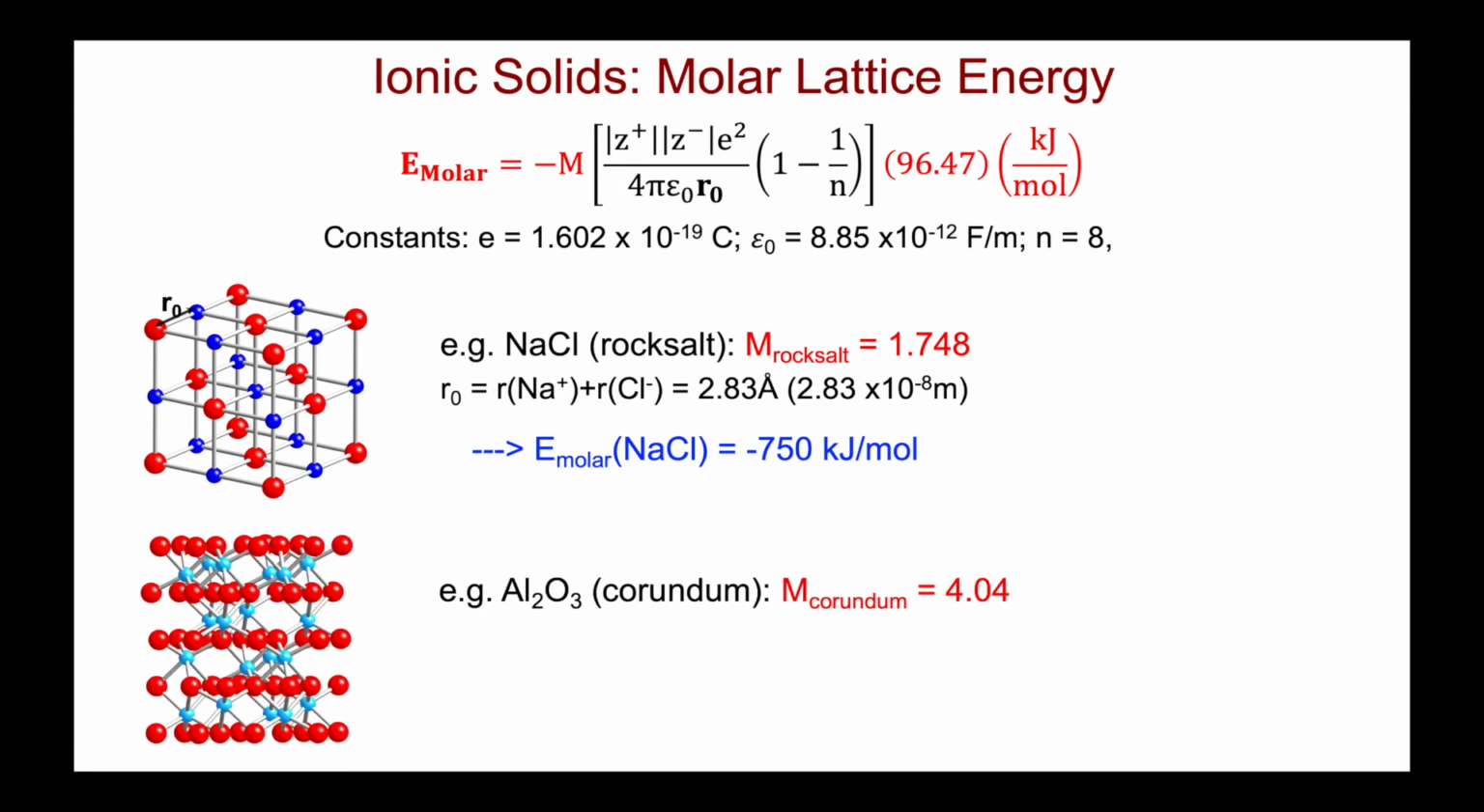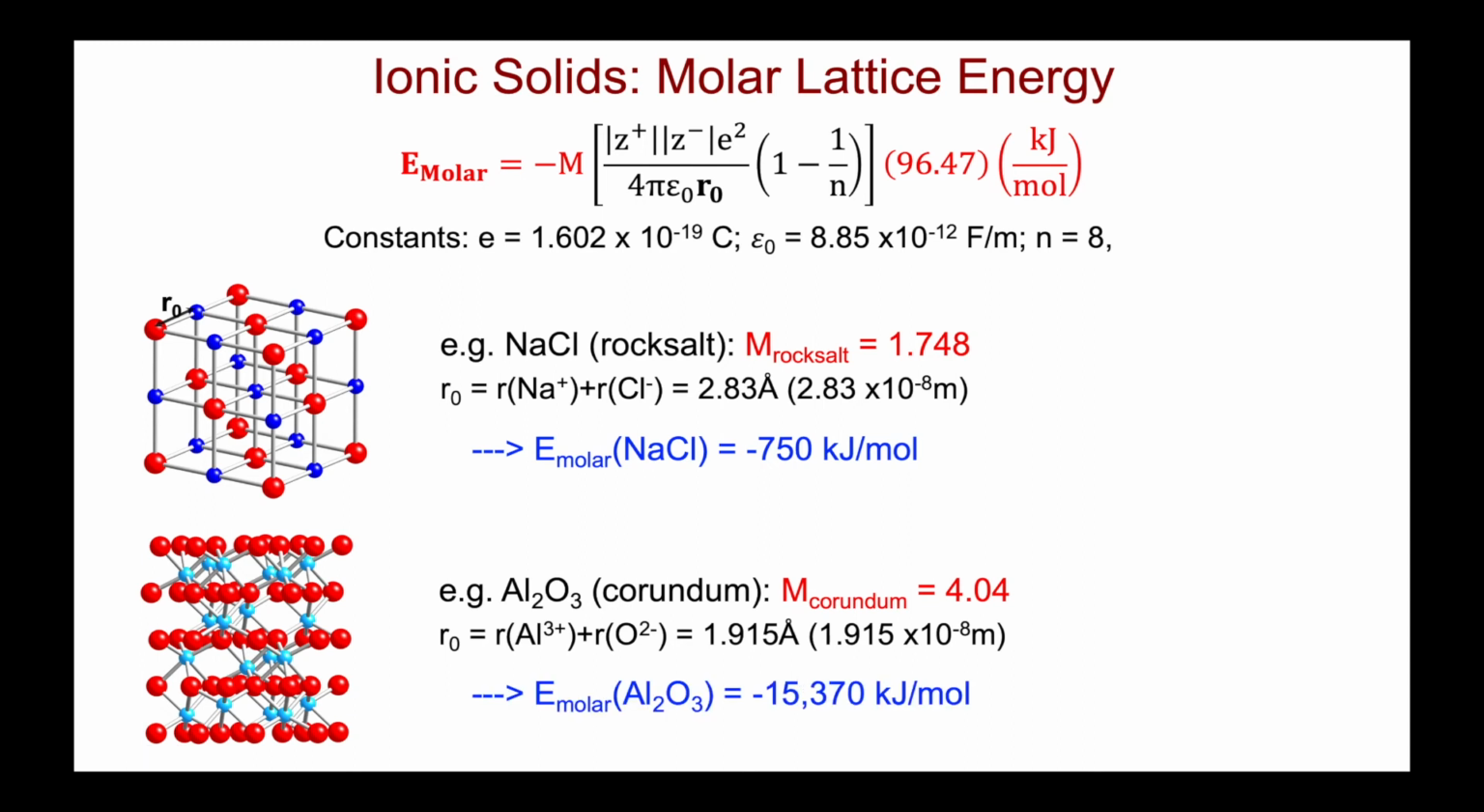Now if we go to alumina, or the corundum structure, an example is alumina, Al2O3. Here the coordination numbers of aluminum and oxygen are 6 and 4 respectively, and the Madelung constant is quite high, 4.04, partly because, of course, we know there are more ions in the formula unit. The bond distance from the radii of aluminum 3 plus and oxygen 2 minus is 1.915, and we'll calculate a molar lattice energy, which is huge, minus 15,000 kilojoules per mole.